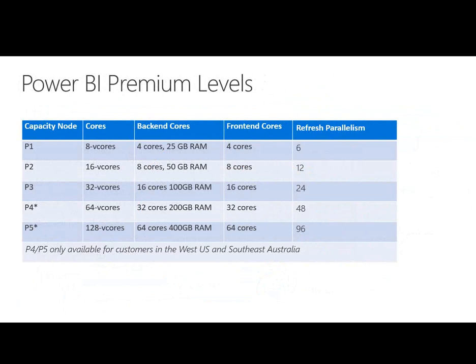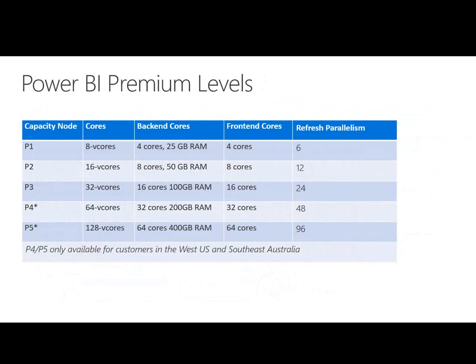Okay, P1, P2, P3, P4, P5. P4, P5 we just added earlier this year, I think March. So there are some limitations for P4 and P5. P4, P5 right now are only available in Western US, Southeast Asia, and Australia. What does that mean? It means they don't have multi-geo location. At least they do not have it in Europe, in Japan, in China, in other countries.